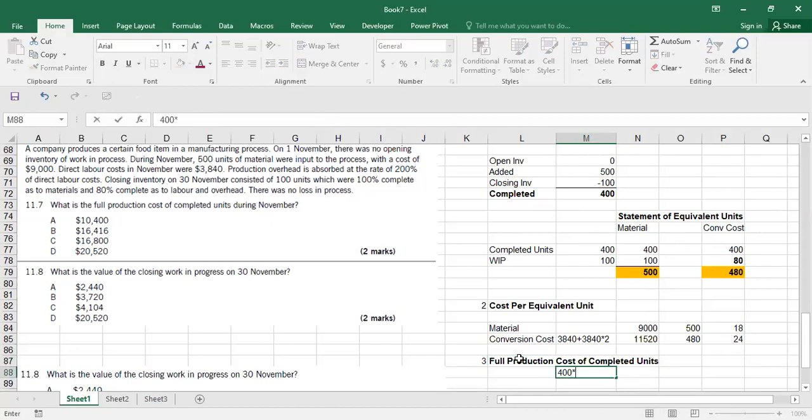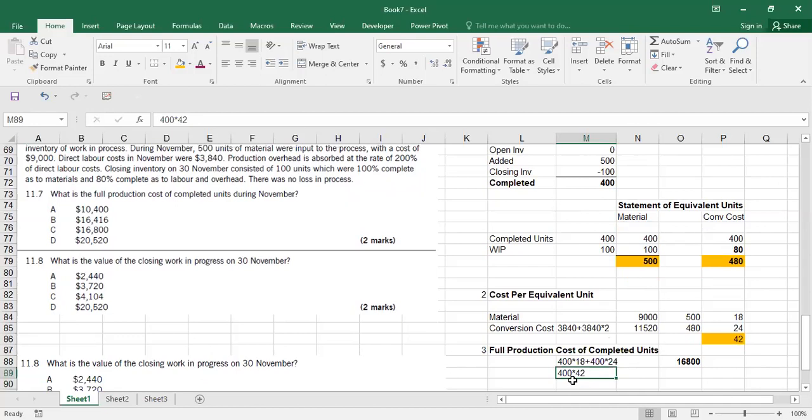So 400 units multiplied by the material, which is 18, plus 400 units multiplied by the conversion cost, which is 24. So you can just put it here and put an equals sign. So it is 16,800. You can also do it like this: make a total of these numbers and it will give you 42. Then you say, I completed 400 units multiplied by 42. It will also give you the same number. There will not be any difference. So 16,800, this is your answer, which is option C.